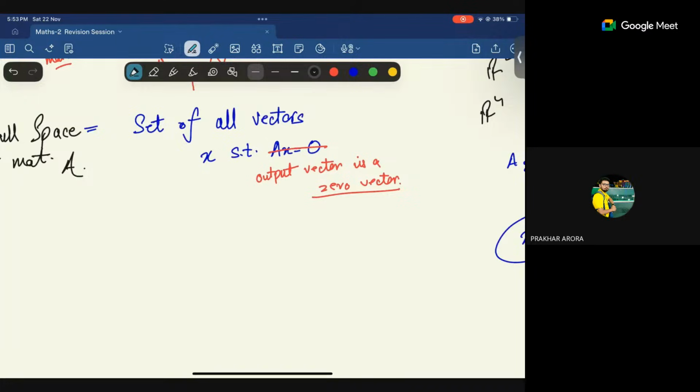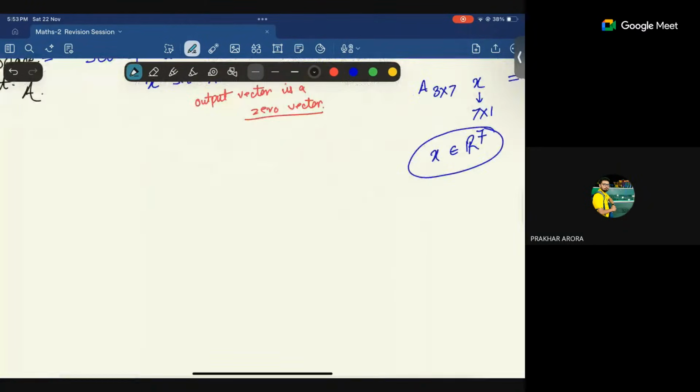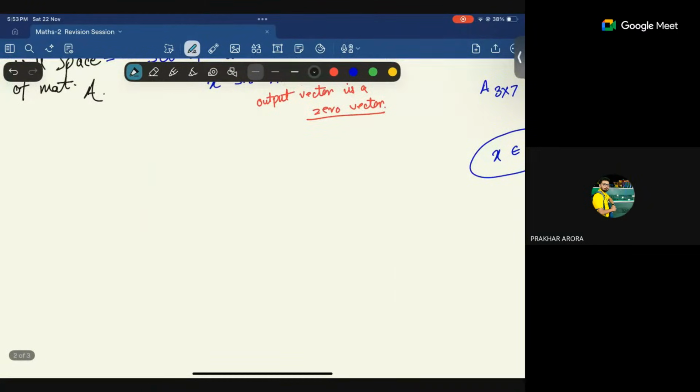Now let's quickly talk about dimension here. This is one thing which we understood. Just a second. Now let us talk about dimensions. I will not talk much about dimension. I will talk only about nullity here.